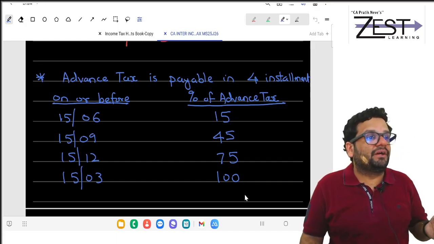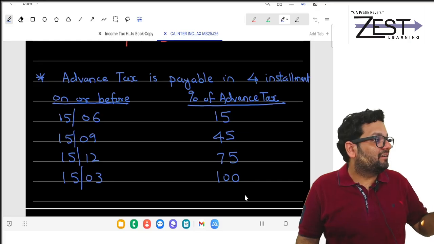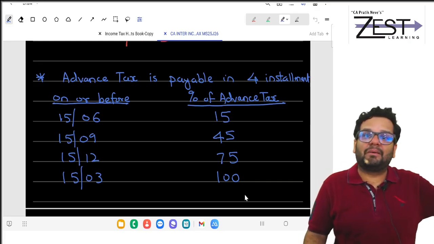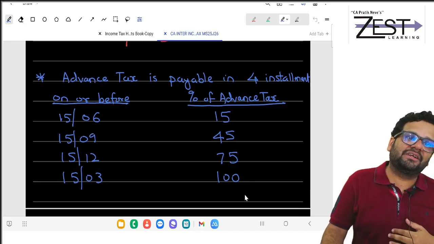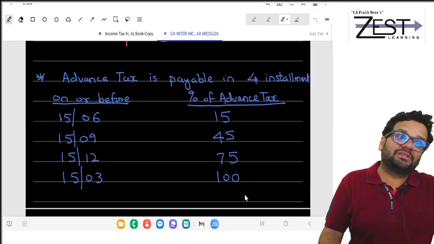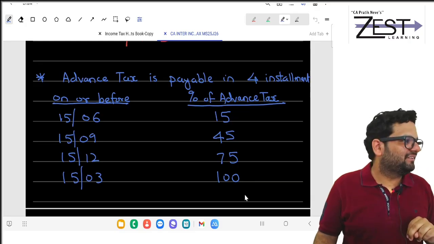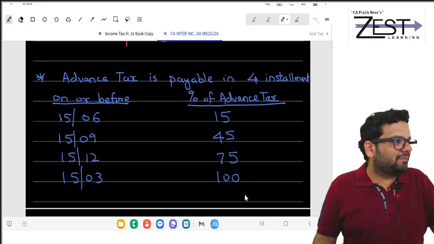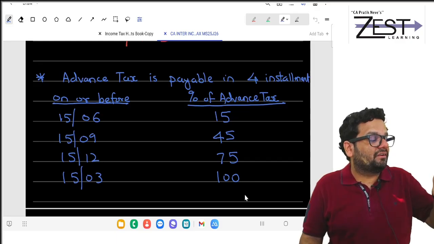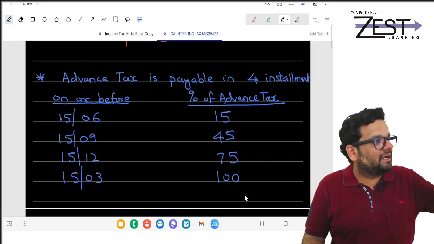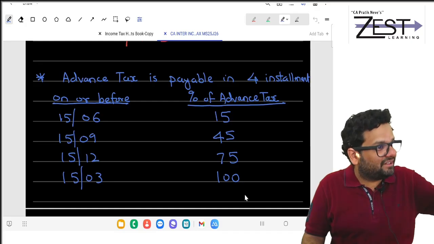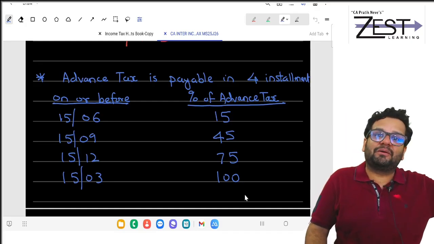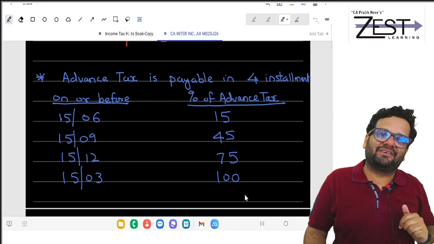Now what has to be done? There is a delay beyond 31st March also. How much is the delay? 2 months. For that, a different interest is calculated. The interest I am discussing right now gets over on 31st March, and from 1st April till the actual date of payment, a different interest is calculated.